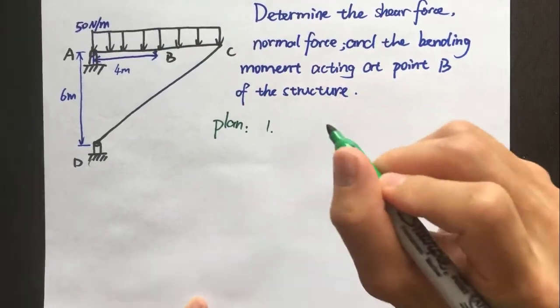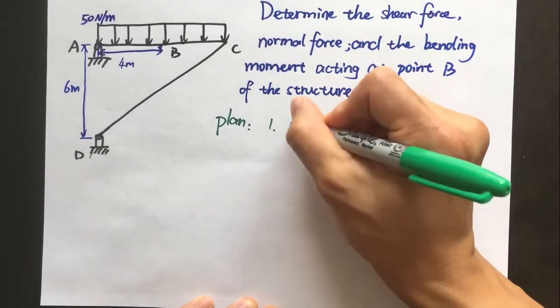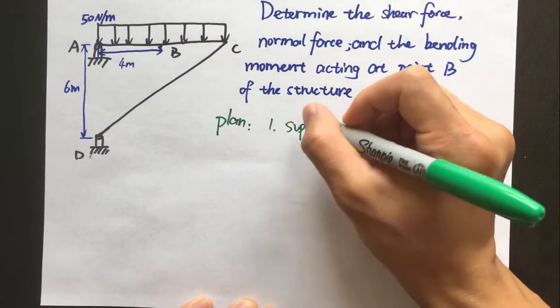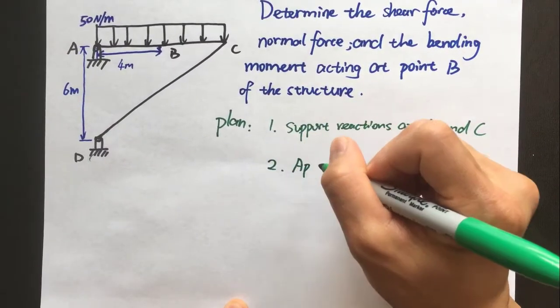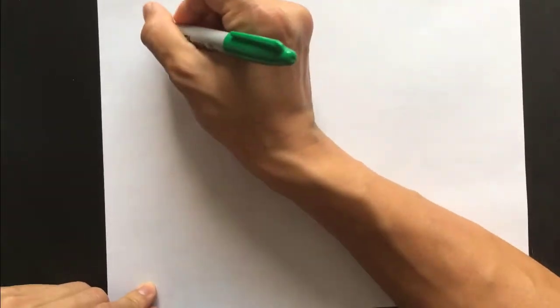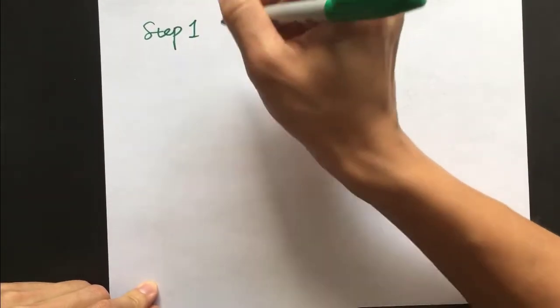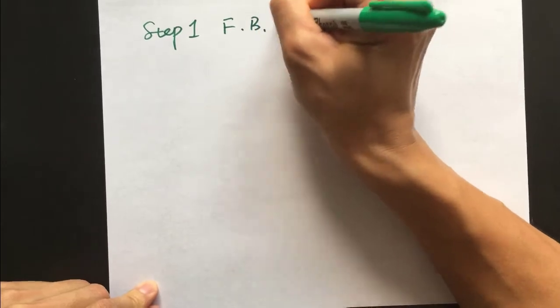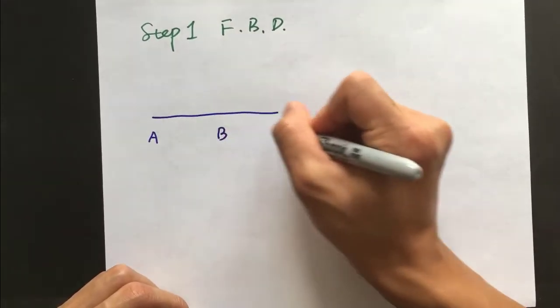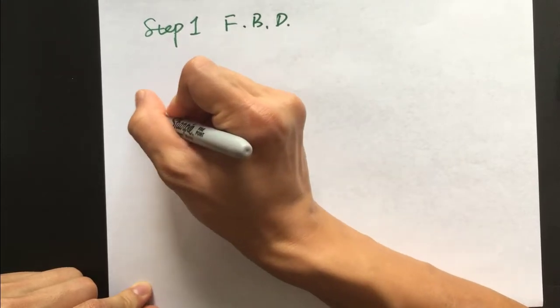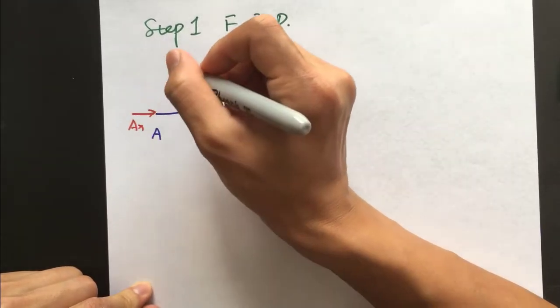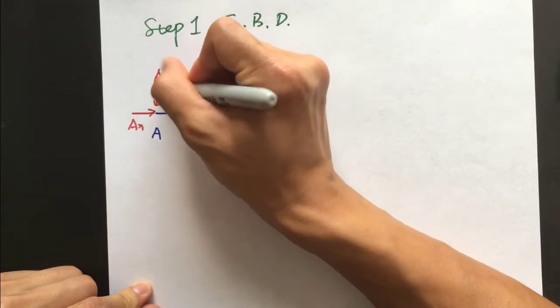The first thing we need to solve is the support reactions at points A and C. After we find the support reactions, we can apply the method of section at point B. Step 1 of solving this problem is the free body diagram. We have the beam ABC, and at point A we have a pin support which gives us support reactions in the X direction and Y direction.